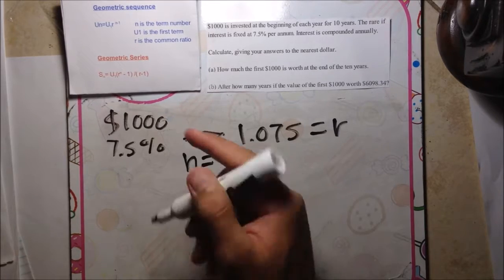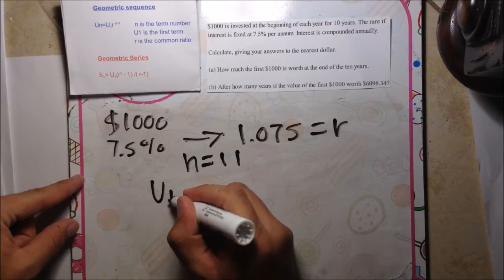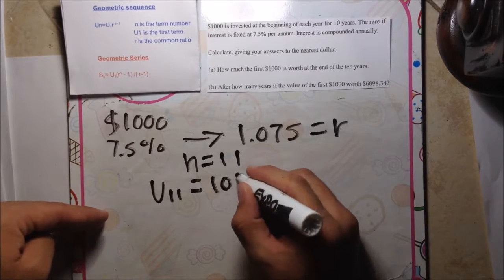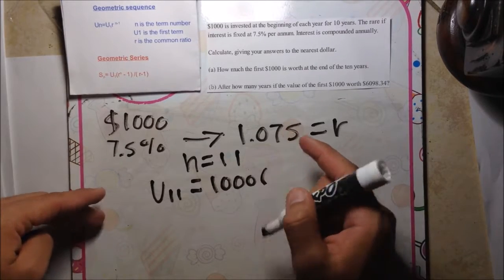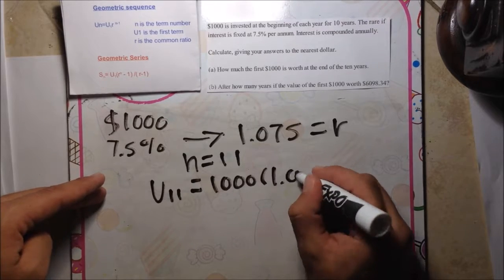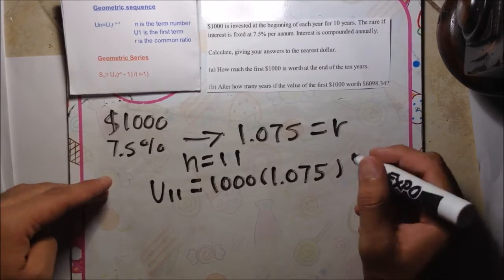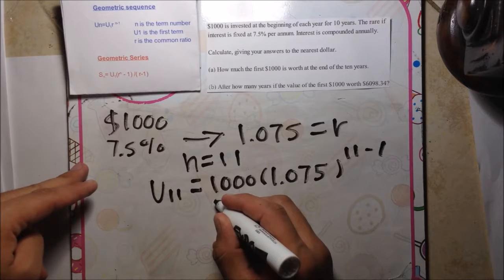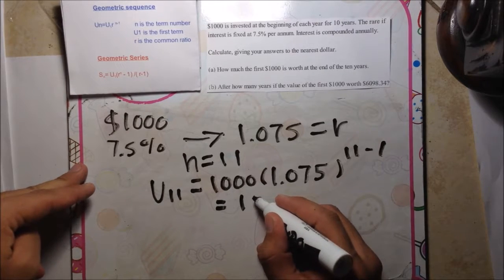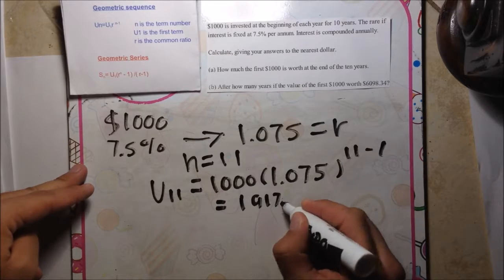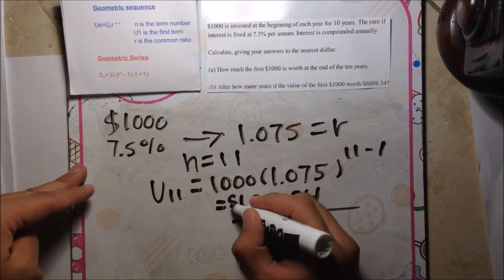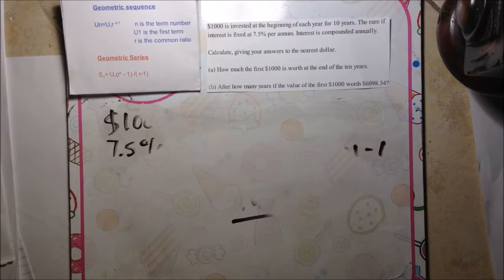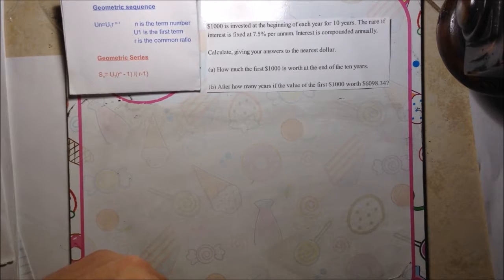So plugging everything back into our formula, un, which is u11, equals u1, which is the initial investment, in this case 1,000, times our ratio r, 1.075, our increase from year to year, to the power of n minus 1, 11 minus 1. Solving this should give you an answer of $1,117.24. So that is how much the initial investment of $1,000 will be worth after 11 years, or at the end of 10 years.